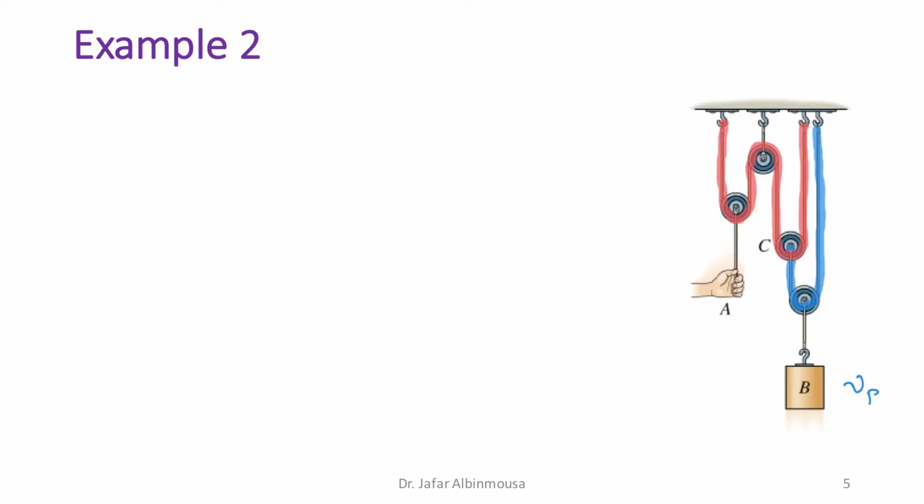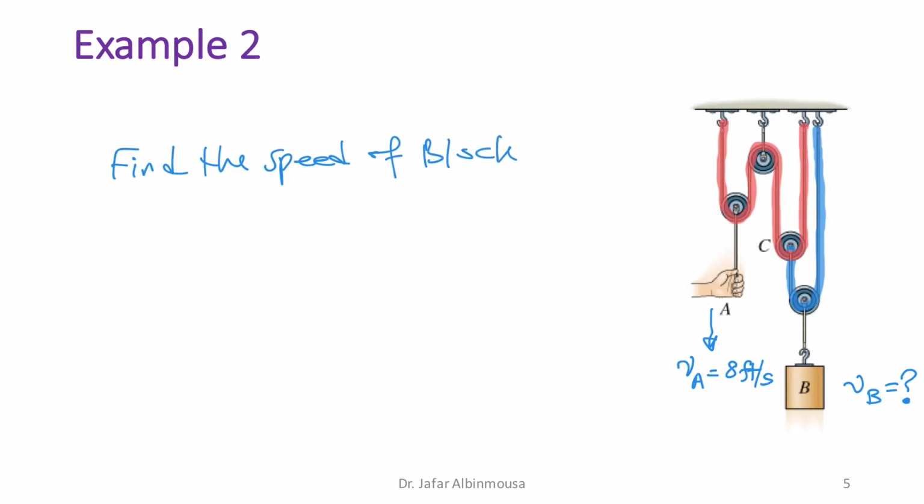So VB is unknown. Now what is known is VA, which is the velocity of point A at the pulley, being pulled down with a speed of VA equals 8 feet per second. So we want to know the speed of block B. Find the speed of block B.